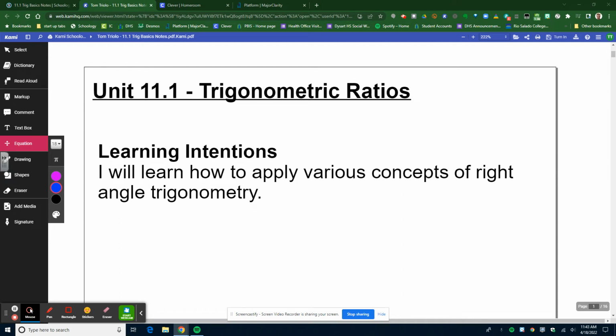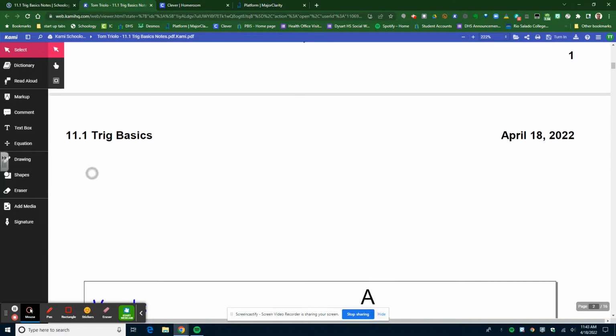So our learning intention will be how to apply various concepts of right-angled trigonometry. You have seen much of this. Some of it will be a little bit new. Without further ado, let's take a look.